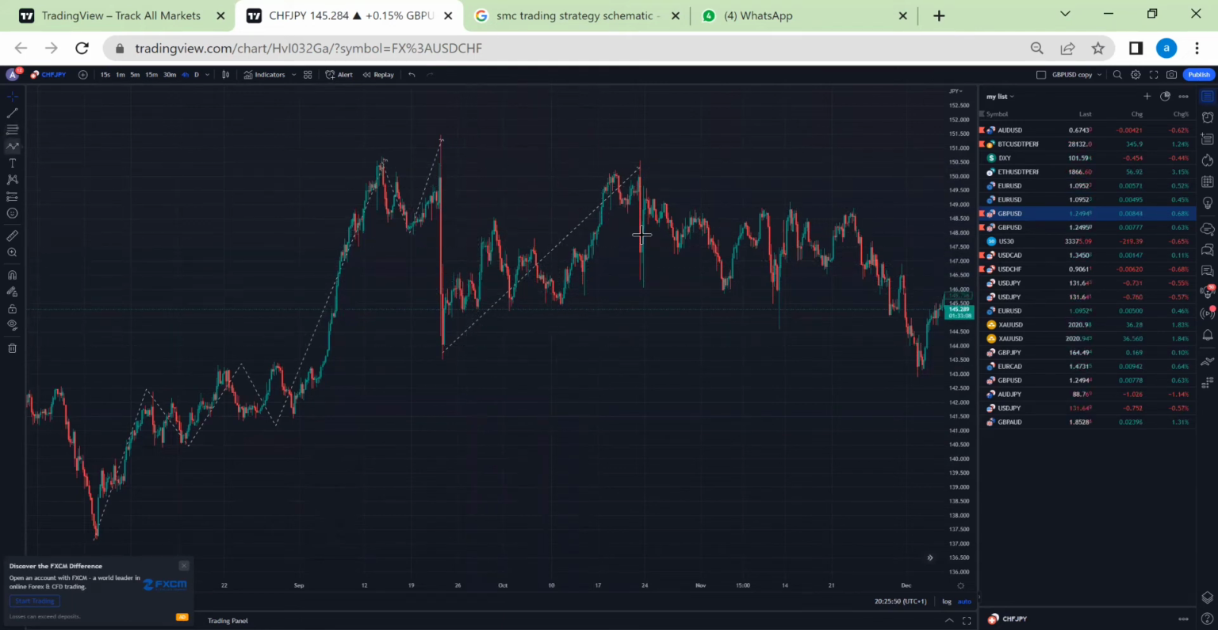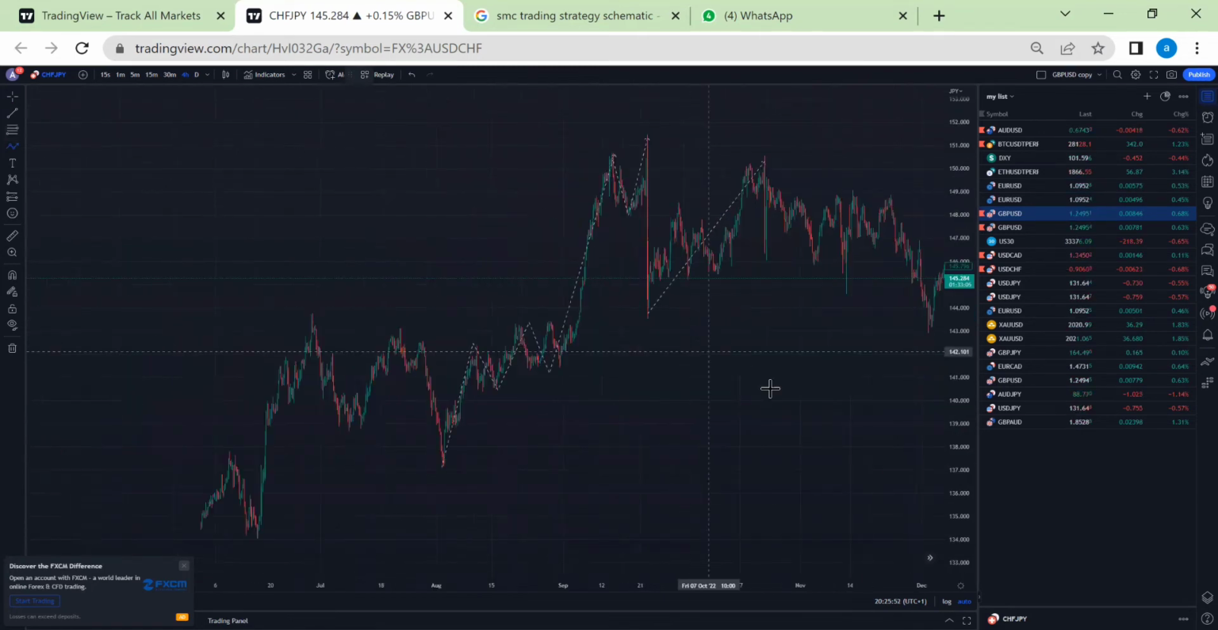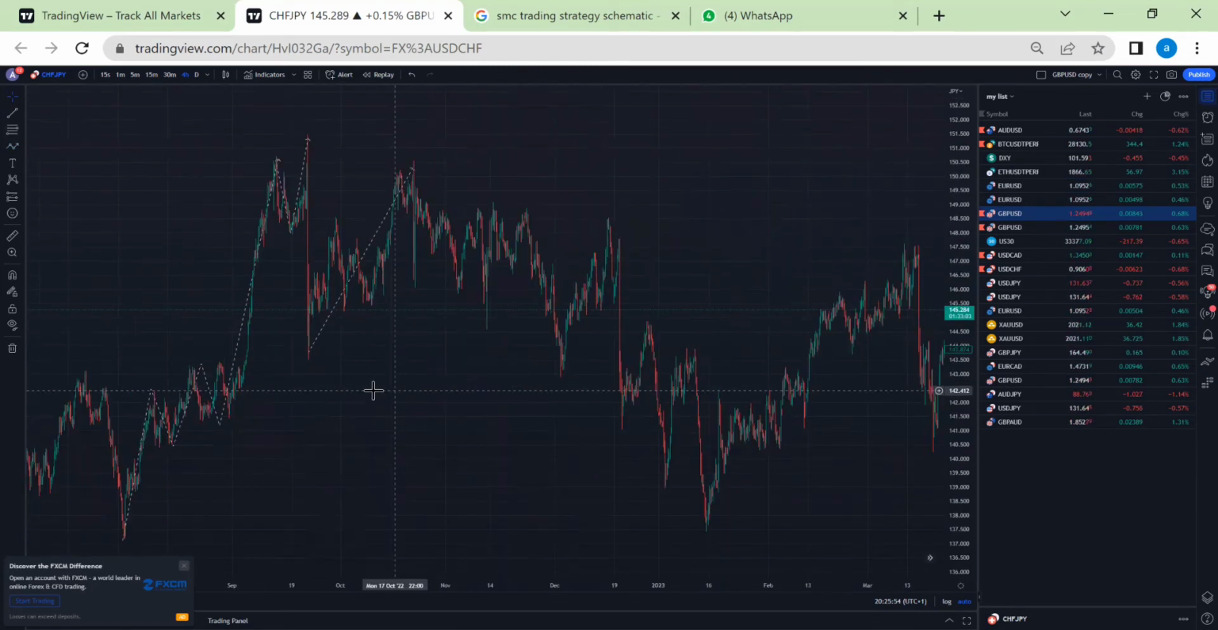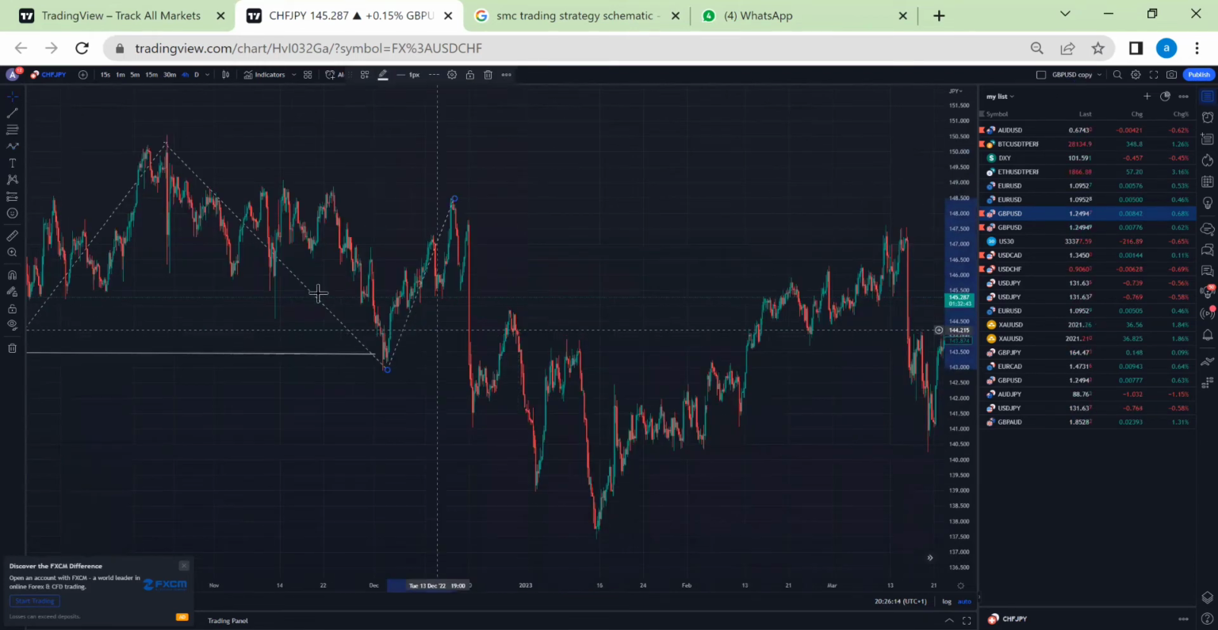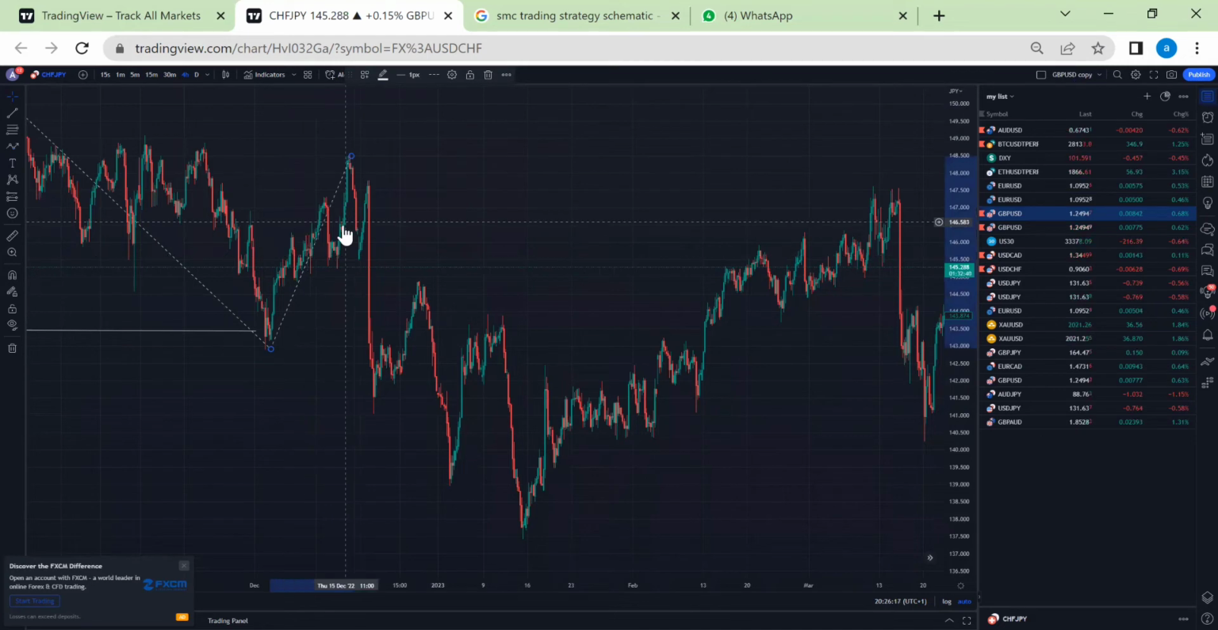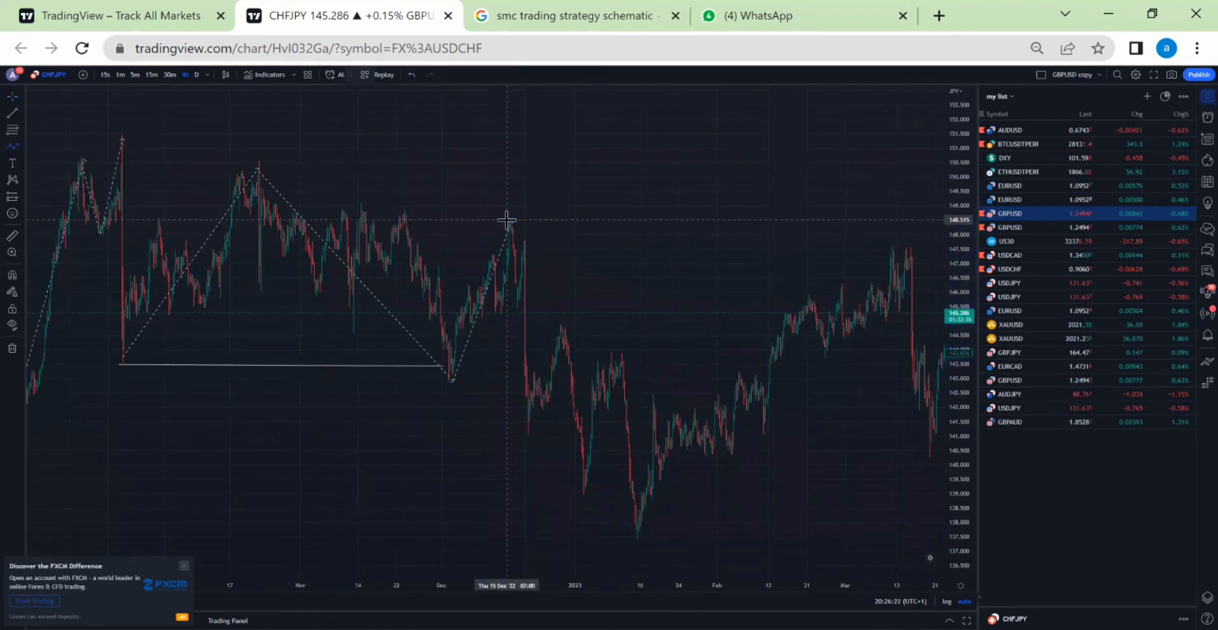Then price broke this place, giving us a lower low. So this is the external structure. It broke this previous low. And we have another pullback. Inside this pullback we have another structure. Can you see it? Higher highs, higher lows, and this is our internal structure. Then we have a continuation to break this external structure right here.